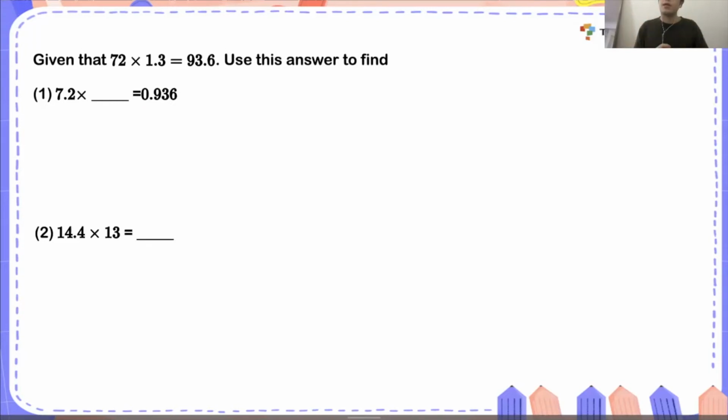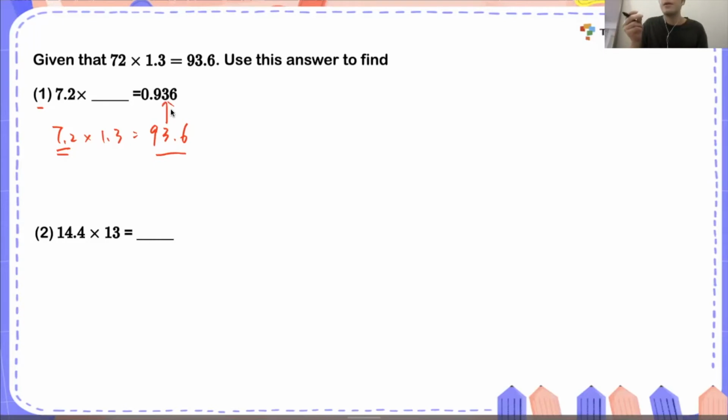So this question involves some decimals. Okay, so we just need to pay attention. For the first question, 72 times 1.3, we have 93.6. And we know this number we just keep the same. We want to find how this multiplier changes. And we can work out this question based on the change on the result. Okay, so how does this product change from 93.6 to 0.936?